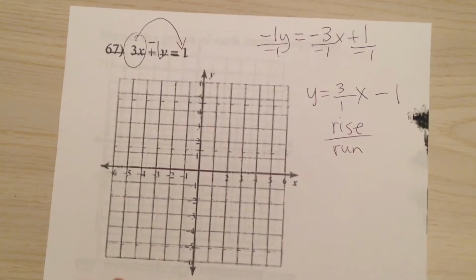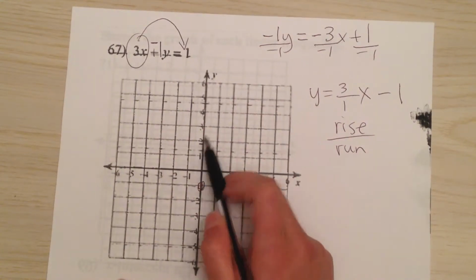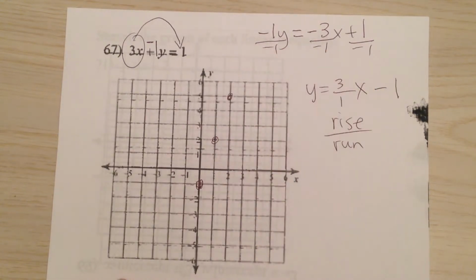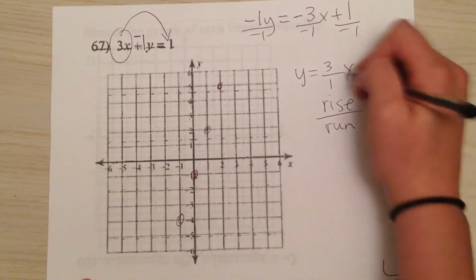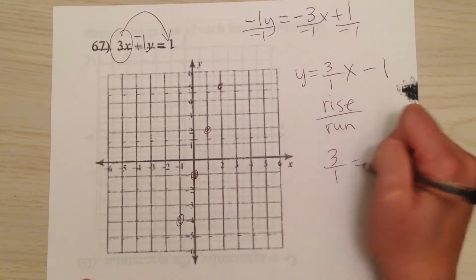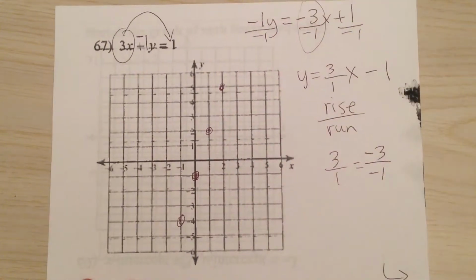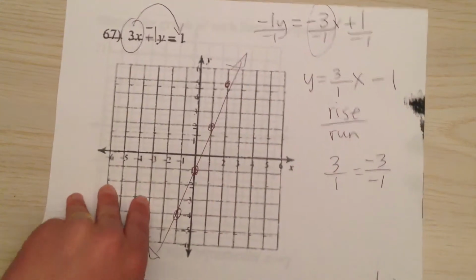So this one says it's going to start at -1. There it is. Then I need to go up 3, 1, 2, 3, over 1. If you want, you could also go backwards. So down 3, backwards 1. So 3 over 1 is the same as saying -3 over -1, just like we saw up there. And there you go. Connect your points, and you have your line. All right, next problem.